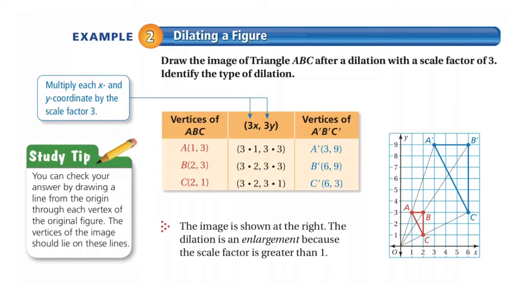The image is shown at the right. The dilation is an enlargement because the scale factor is greater than 1. You can check your answer by drawing a line from the origin through each vertex of the original figure, and the vertices of the image should lie on these lines. Notice they drew a line from the origin through A, and it goes all the way to A prime. Those 3 things should line up: A prime, A, and the origin. Same with B prime, B and the origin, and C prime, C and the origin. Then you know you've done it right.